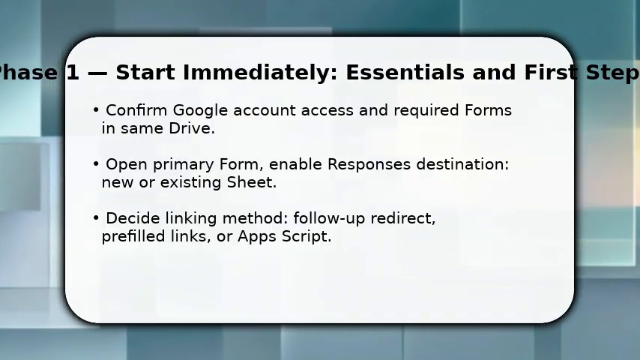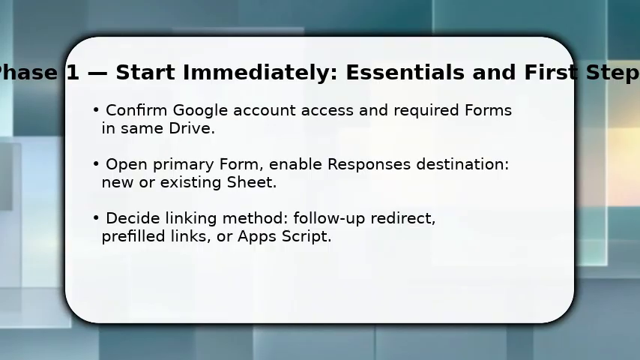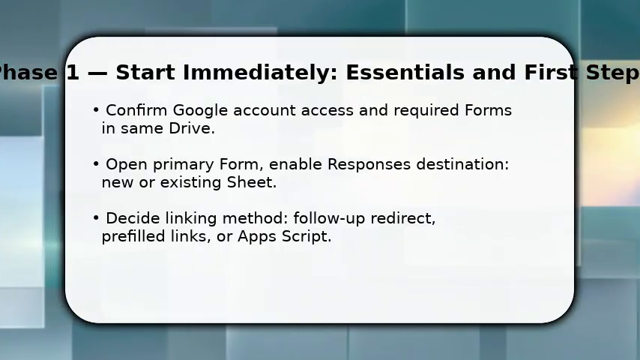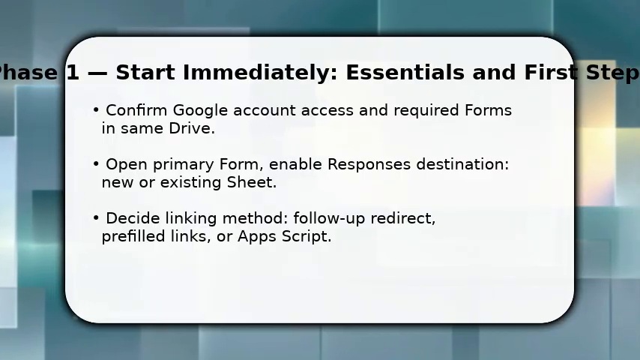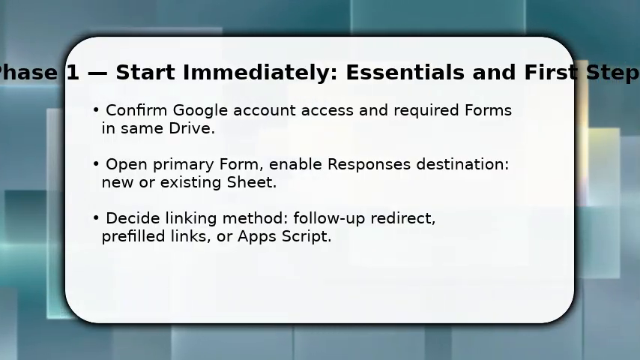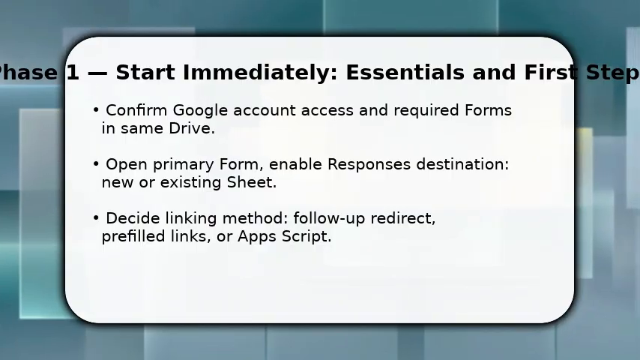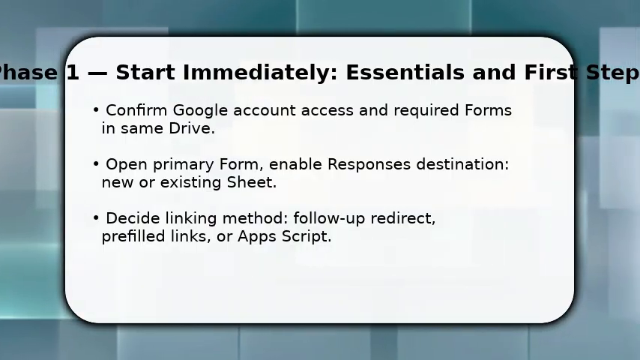Make sure to pick whether you will redirect respondents, send prefilled URLs, or use Apps Script. Each method affects how you pass responses. You're starting with exact column names and the sheet ID. These are the anchors for every link and automation that follows.